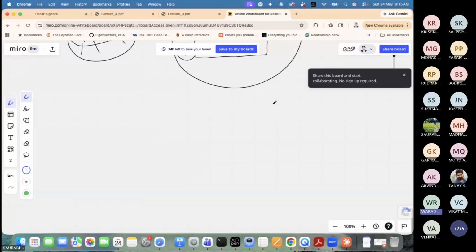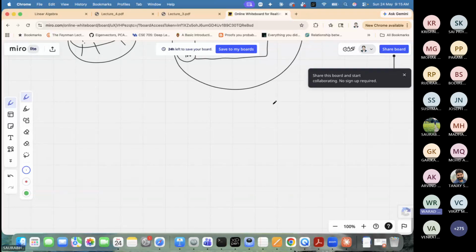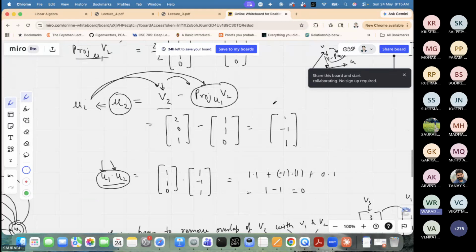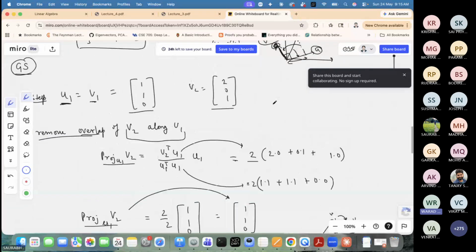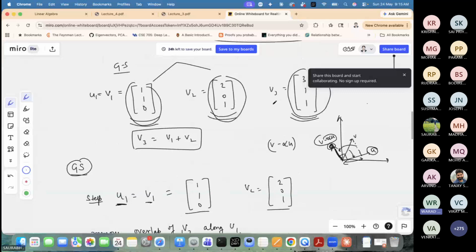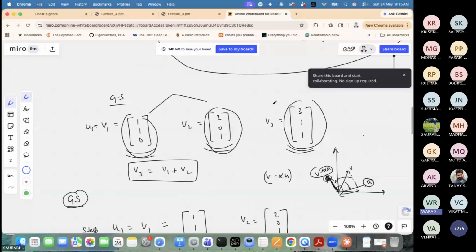Sir, I have a question. You said that V3 is dependent on V1 and V2, and that's why V1 and V2 are basis vectors. But we can write any vector as a combination of any two, right? So any two vectors can become basis vectors.